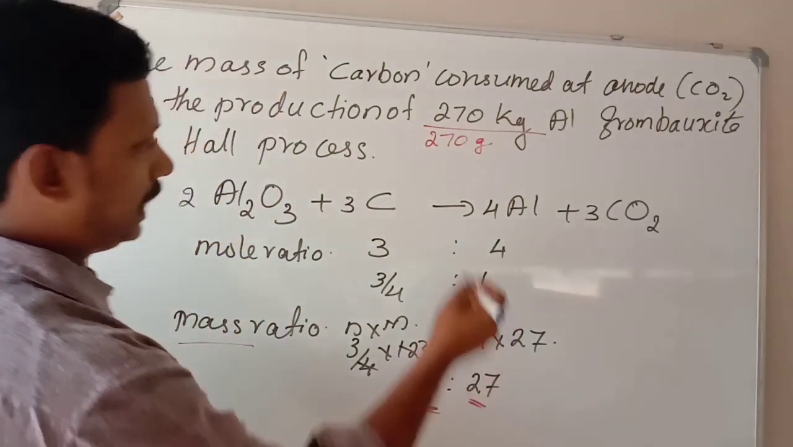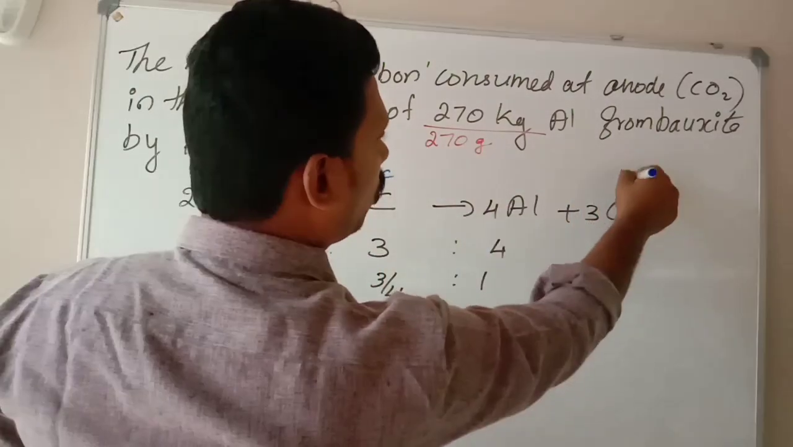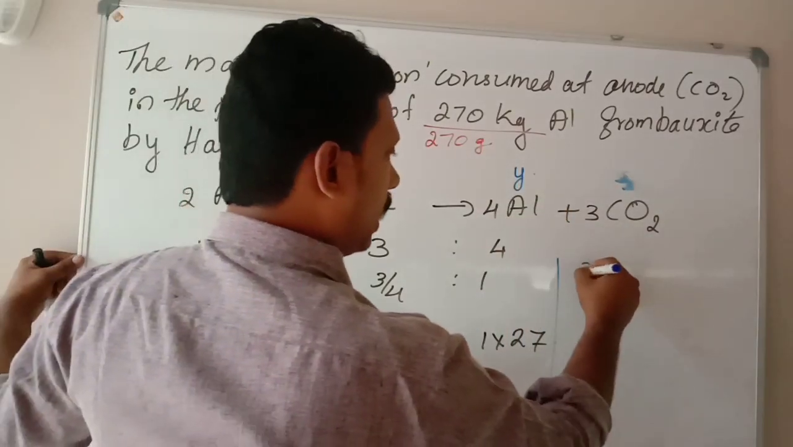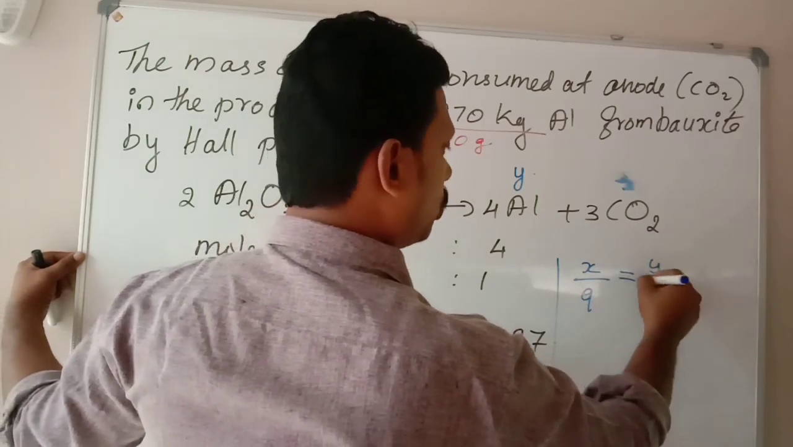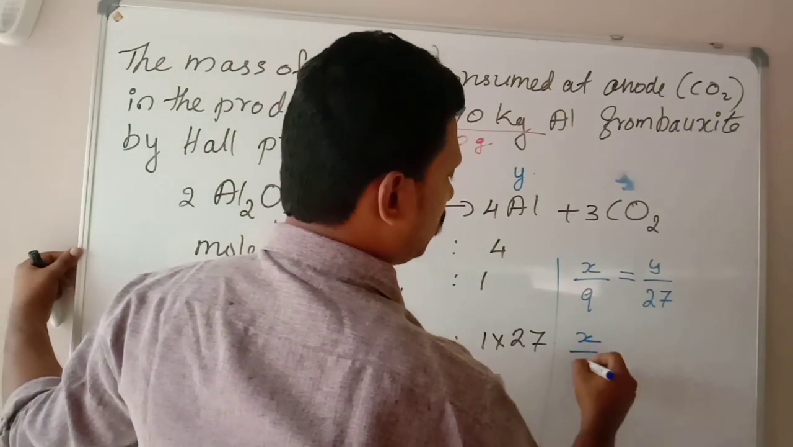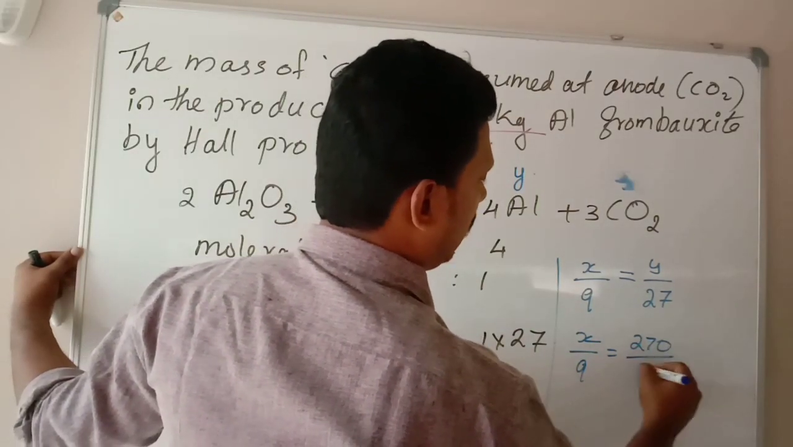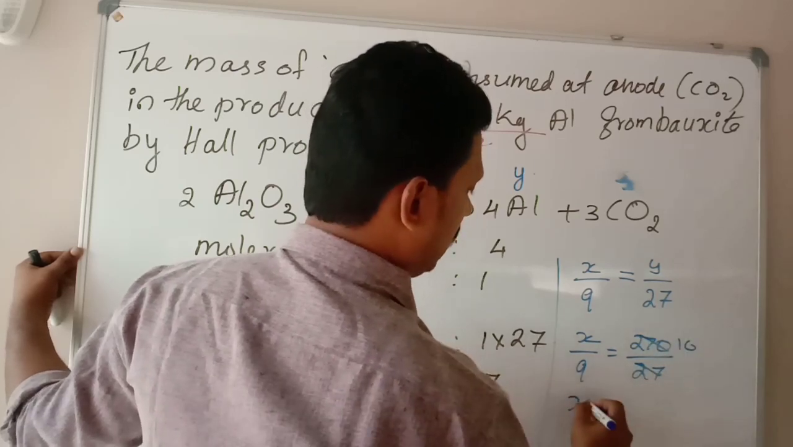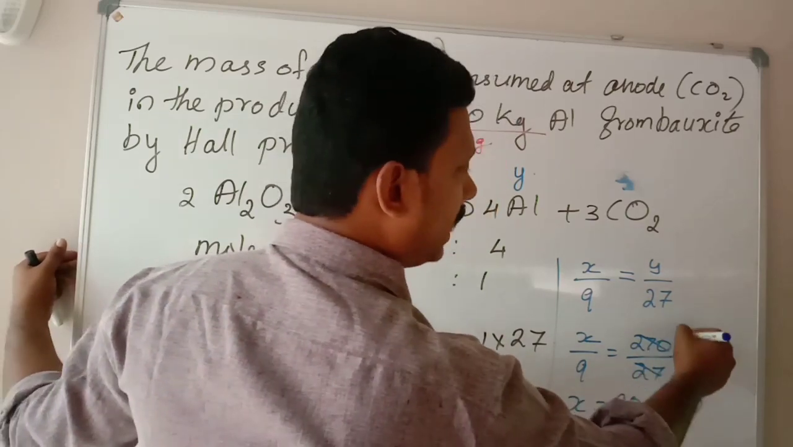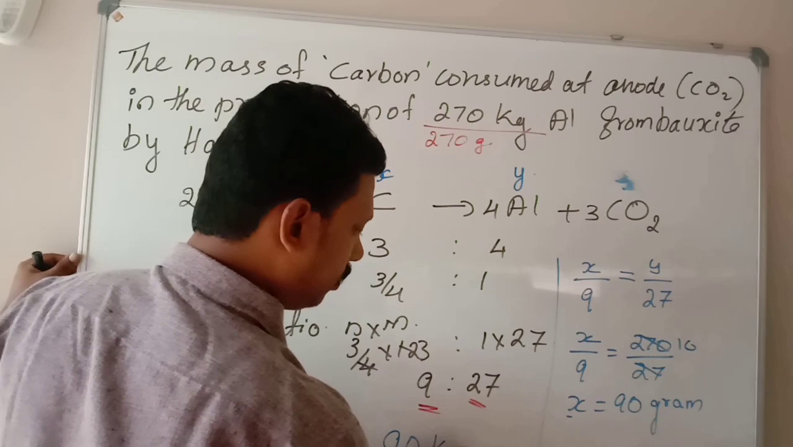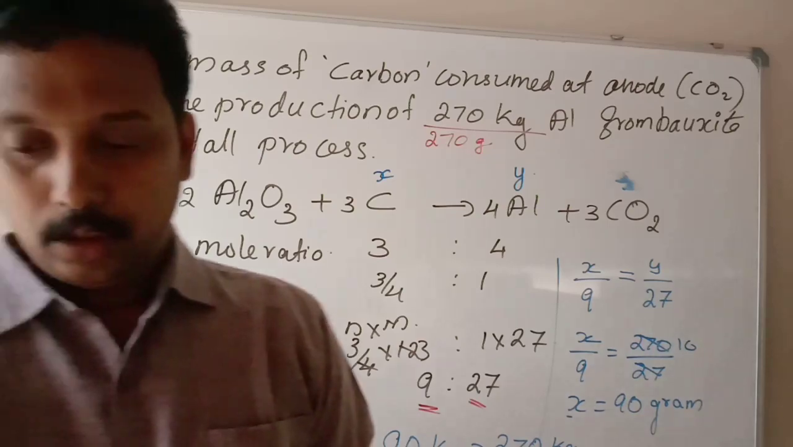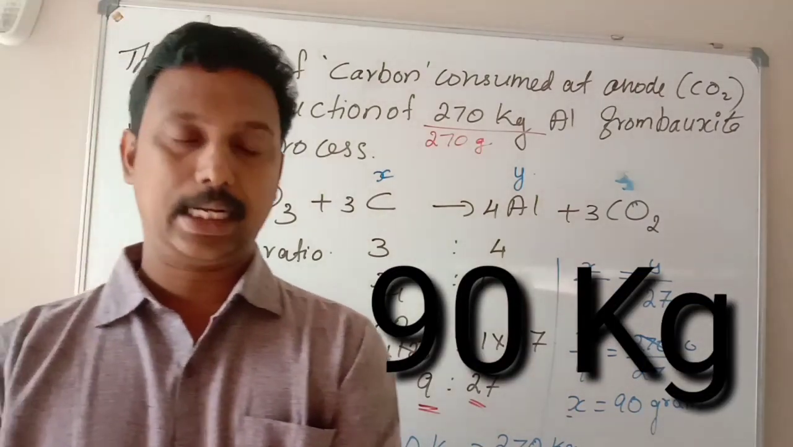But still we are going into the method. I told you earlier, if this is x and y, you can write it as x by 9 is equal to y by 27, and they have given this as 270, so y is 270, so x by 9 is equal to 270 by 27. When you cancel, it becomes 10. X equal to 90 gram, but since 90 gram forms 270 gram, 90 kg will form 270 kg of aluminum. So the option A is the right answer.